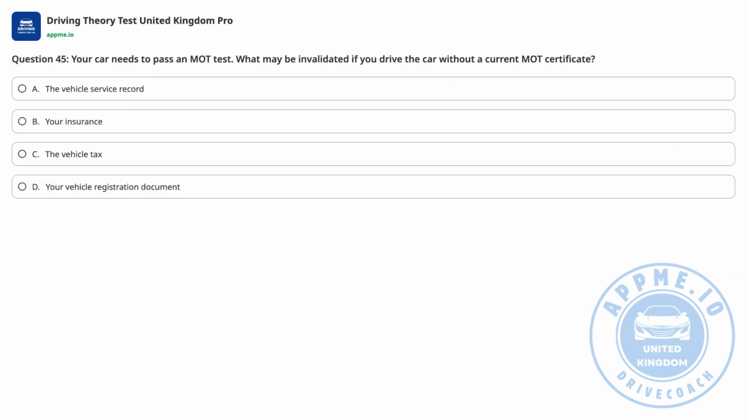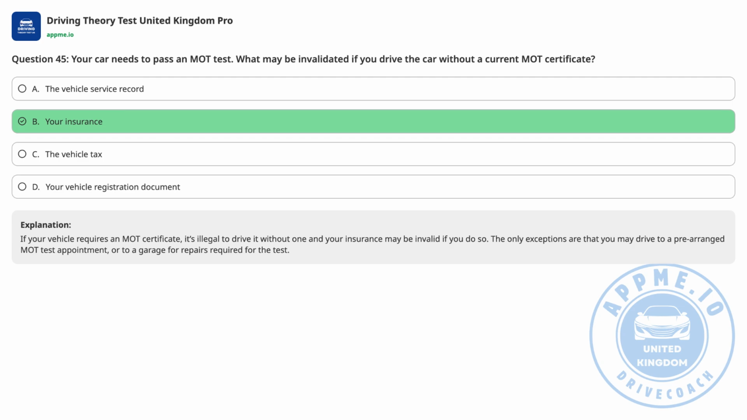Question 45. Your car needs to pass an MOT test. What may be invalidated if you drive the car without a current MOT certificate? A. The vehicle service record. B. Your insurance. C. The vehicle tax. D. Your vehicle registration document. The correct answer is B.